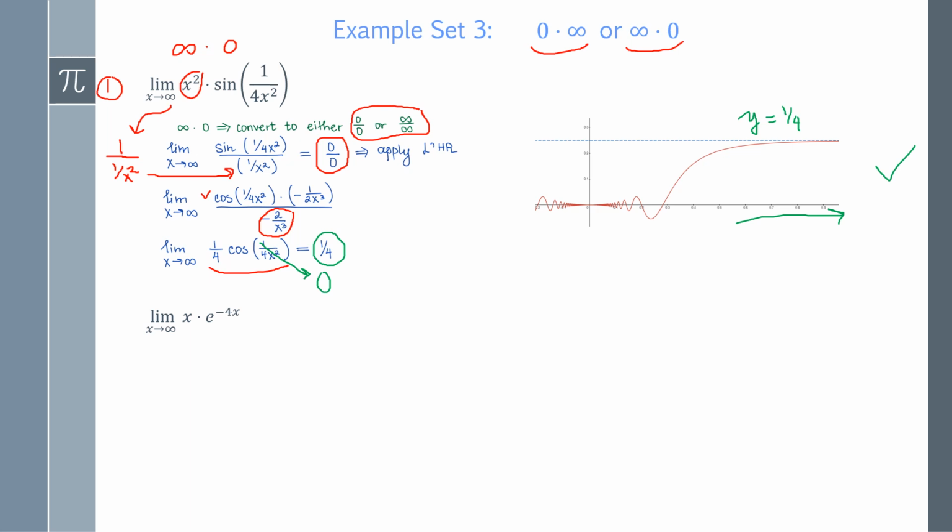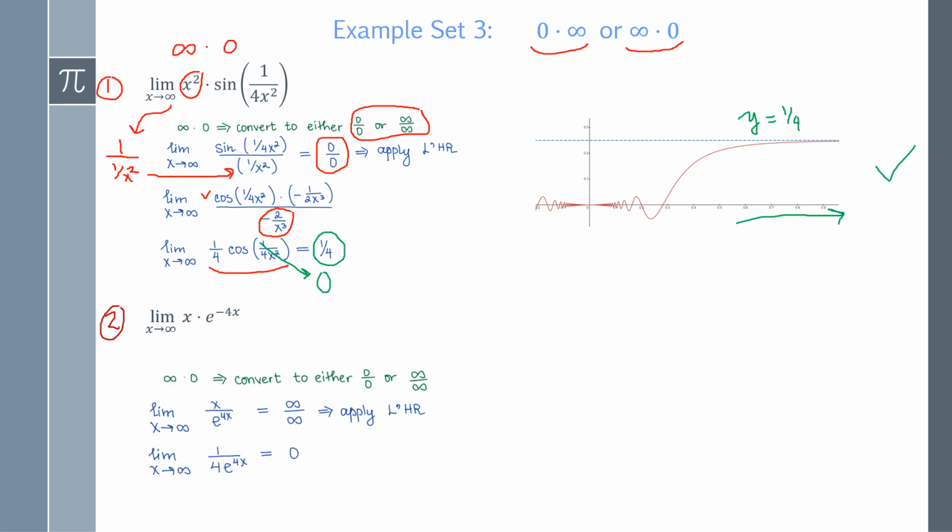Okay, let's take a look at the second example. The second example is the limit as x goes to infinity of the expression x times e to the power negative 4x. Similar idea here. We get infinity for the first term, and then e to the negative 4x. As x goes to infinity, this expression vanishes; it goes to 0. So we have infinity times 0, and that means we need to convert it to one of the two main forms, 0 over 0 or infinity over infinity.